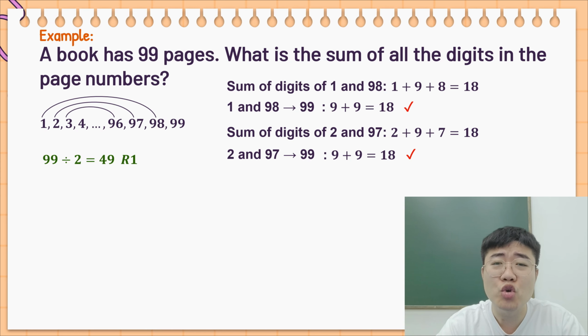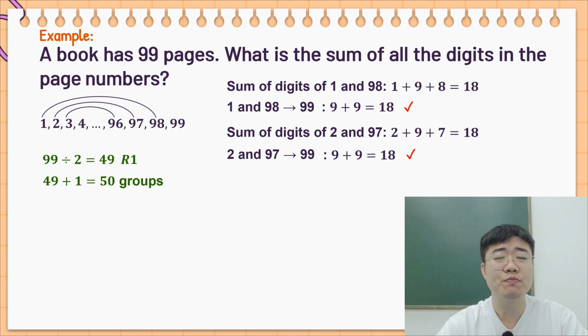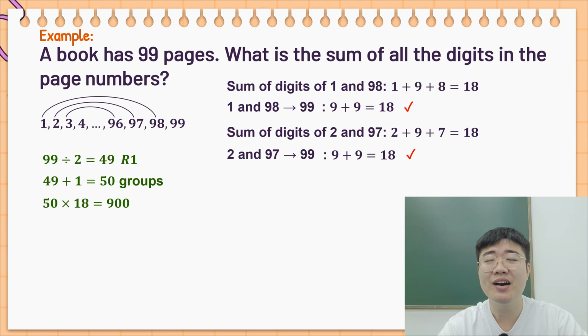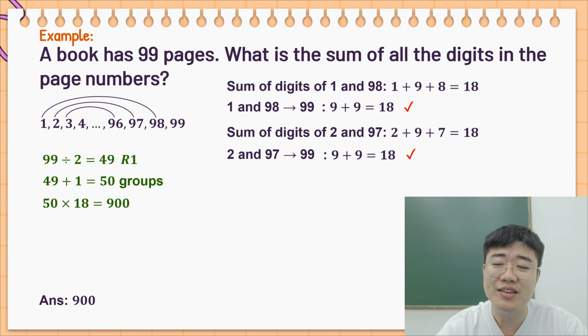So altogether it will be 49 plus 1. The total will be 50 groups. So out of 50 groups, they give us sum of digits equal to 18. So we can do 50 times 18 to find the total. The total will be 900. That will be the answer for the example question here.